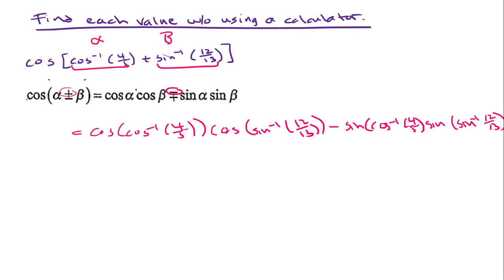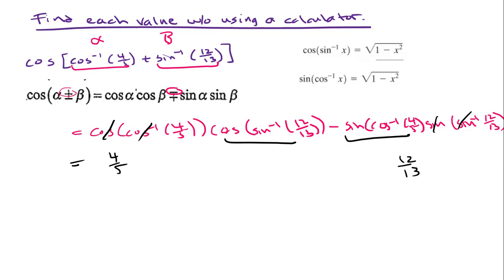First of all, let's go ahead and see if we can cancel anything here. Okay, so the cosine and the inverse cosine will cancel, leaving us with 4/5 there. This one, we need to figure that out. And then these will cancel, leaving us with 12 over 13. All right, so we need to figure out these two. So cosine of inverse sine of 12 over 13.